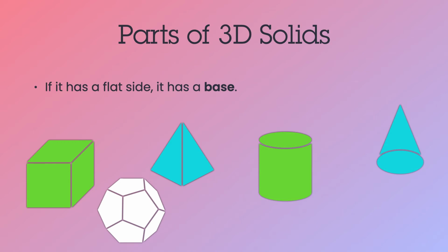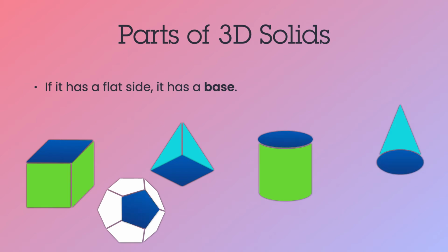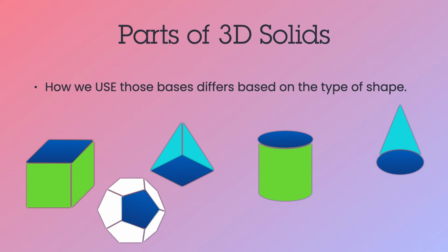Now, when we look at parts of three-dimensional solids, if it has a flat side at all, we can call that a base. So the base of the cube, we can imagine the base of the pyramid, even though we couldn't really see it the way it was drawn. The cylinder, the cone both have bases, even the dodecahedron. Now, any of those could be called the base, but it has a base. And how we use those bases differs based on the type of shape that we have.